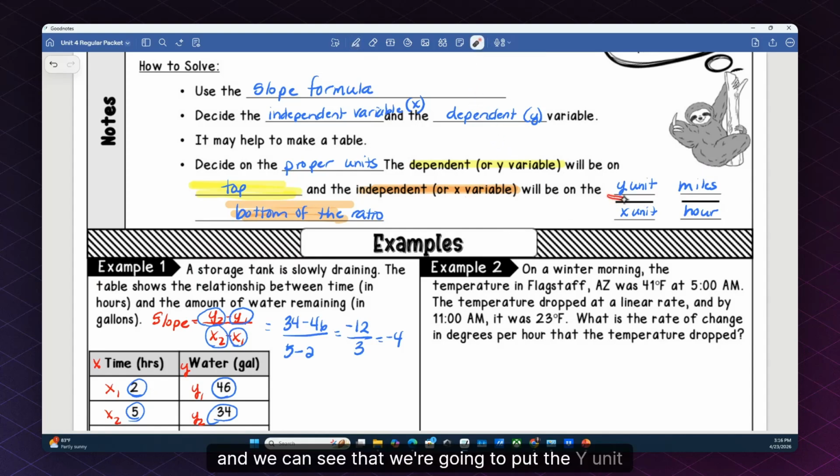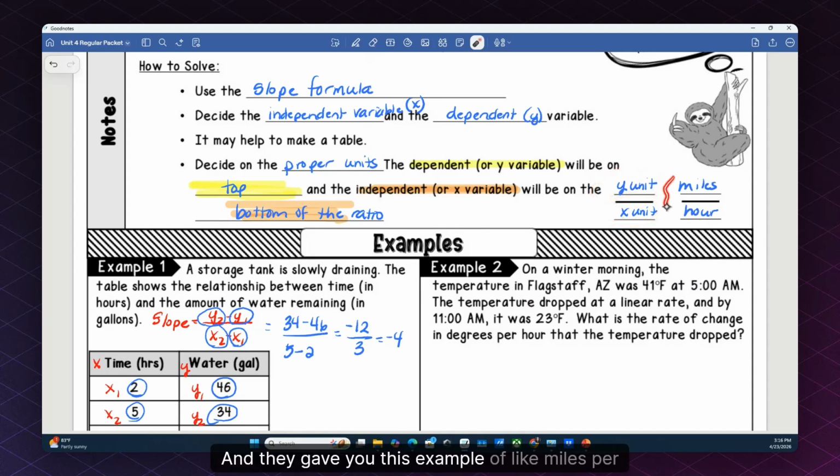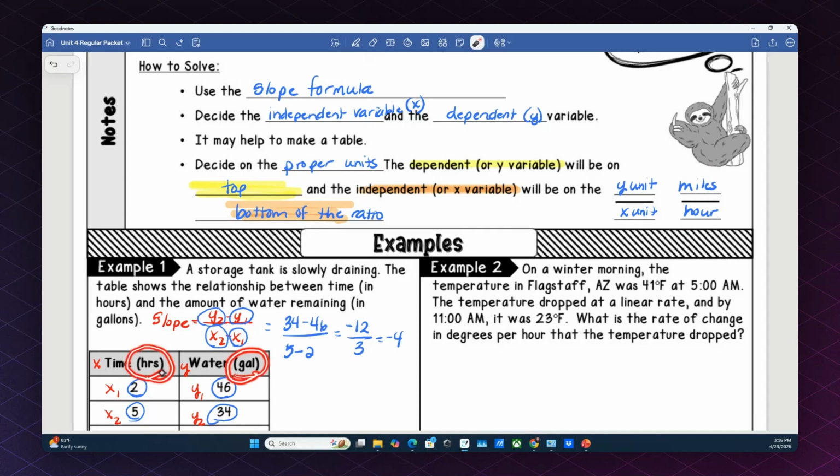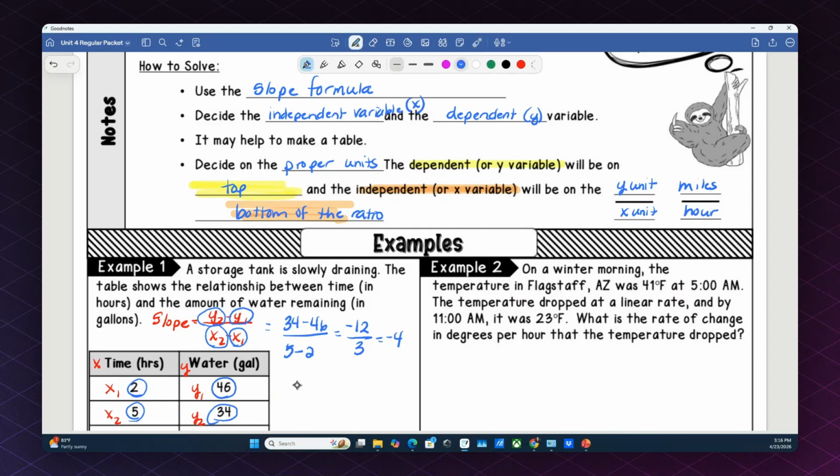we can see that we're going to put the y unit over the x unit, okay? And they gave you this example of like miles per hour. We're not doing miles per hour, but we can do gallons per hour, okay? Our y unit goes on top and our x unit goes on bottom. Alrighty, so we're going to write y unit on top and x unit on bottom. So let's do this. Okay, so we've got negative 4, and it's going to be gallons. That's my y unit per hour.